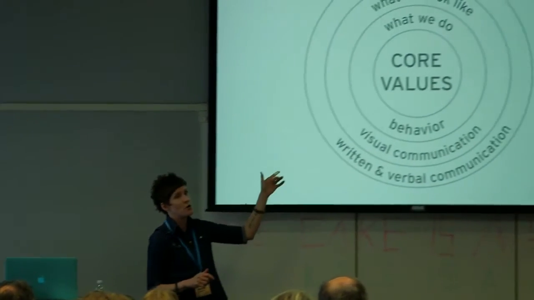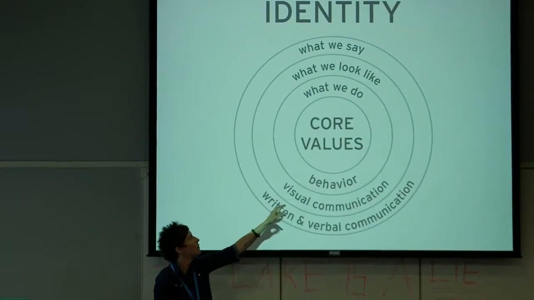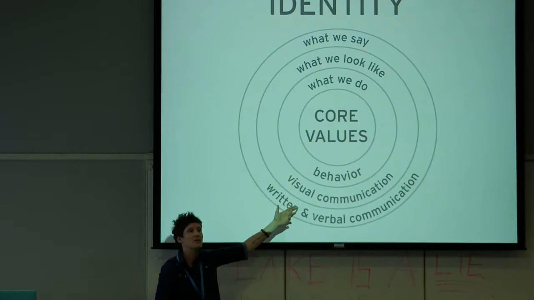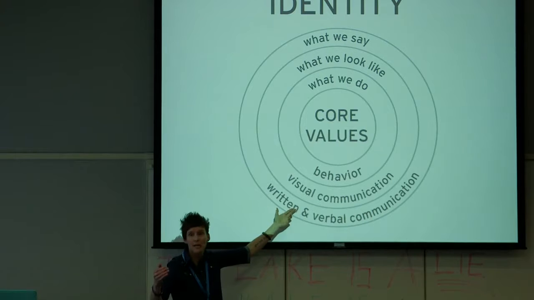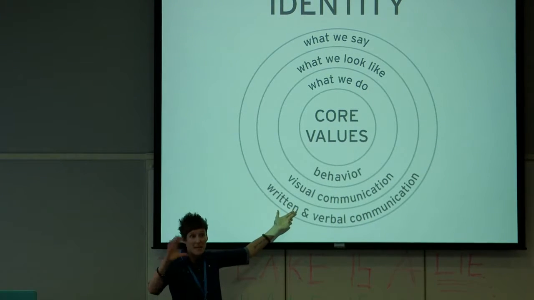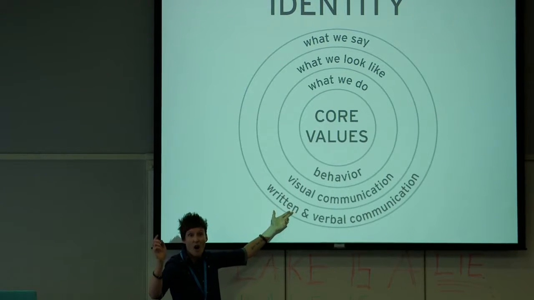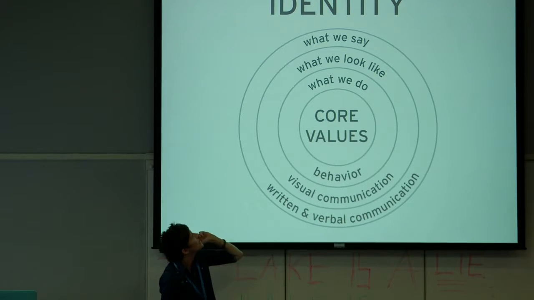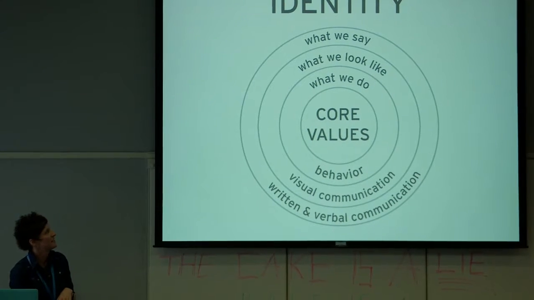But I think identity comes from core values, right? What we do, our behavior, what we look like, our visual communication, which, yes, includes our logo, yes, includes our colors, yes, includes our beautiful hero image. If you're going to choose a website with a really large image on the front of it, that image ought to be heroic. It ought to be awesome, no doubt. And then our written and verbal communication, right? What we say, the text we write, that kind of stuff.